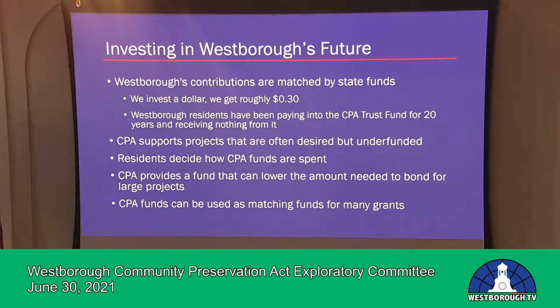The CPA supports those projects that are often desired but underfunded, projects that can be easy to cut at town meeting when the budget gets tight. Importantly, residents decide how CPA funds are spent, so there's a lot of local control over what gets funding. CPA funds can also help fund projects and then lower the amount needed to bond. For instance, the Forbes building and the town hall rehabilitations could have both used CPA funds. And finally, CPA funds can be used for matching grants, which is a great way to help stretch the town's funds.